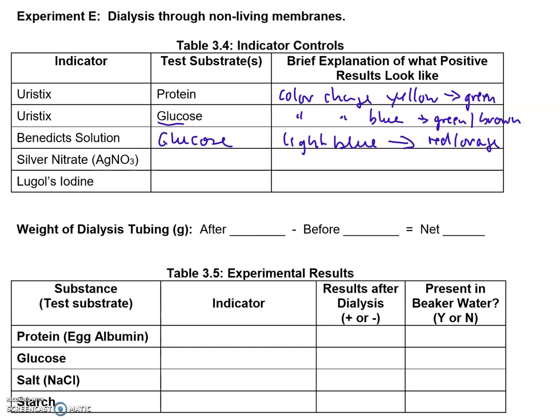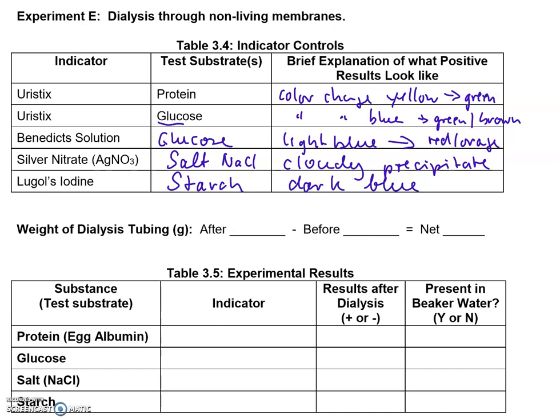Silver nitrate is used to detect salt, specifically sodium chloride, and the positive result is a cloudy precipitation, white in color. Lugol's iodine is used to test for starch, and the positive result is a color change to dark blue.